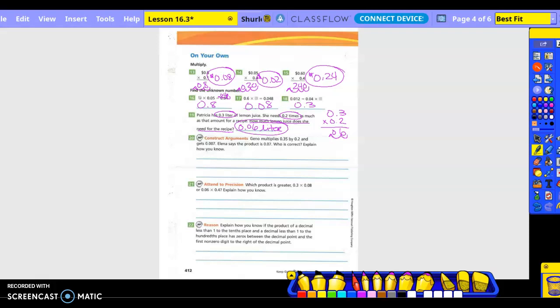Number 20, construct argument. Gina multiplied 35 hundredths by 2 tenths and got 7 thousandths. Alina says the product is 7 hundredths. Who is correct? Explain how you know. So let's go ahead and multiply it. So basically, 35 times 2 is what, guys?